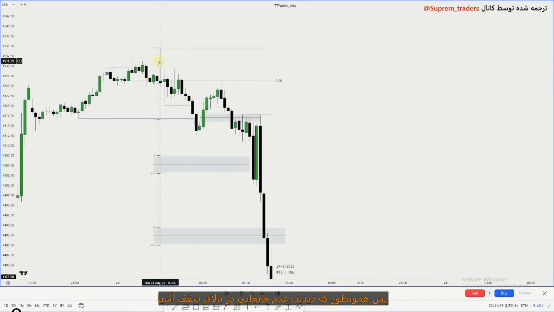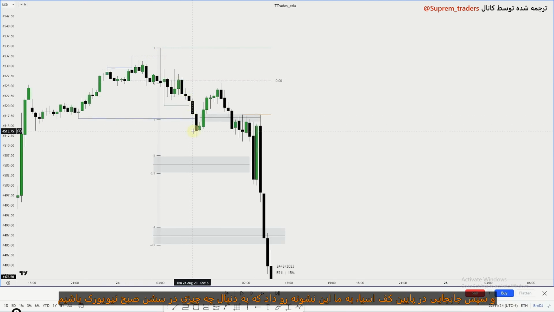So you can see how the lack of displacement over Asia high and then displacement below Asia low is what gave indication for what follows in the New York AM session.